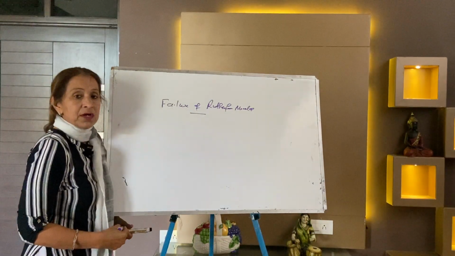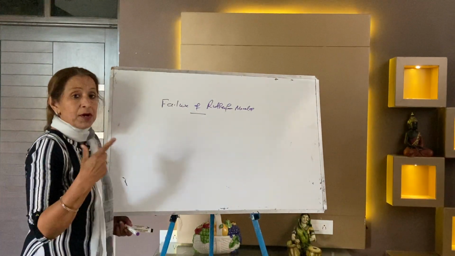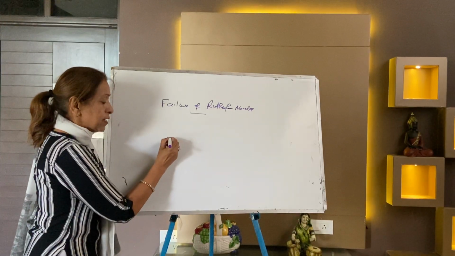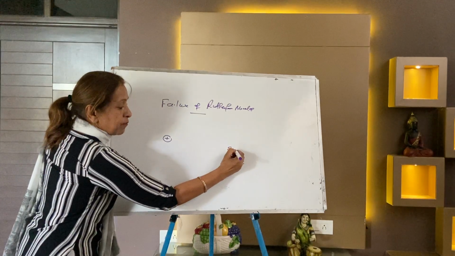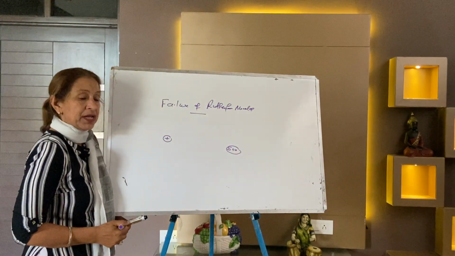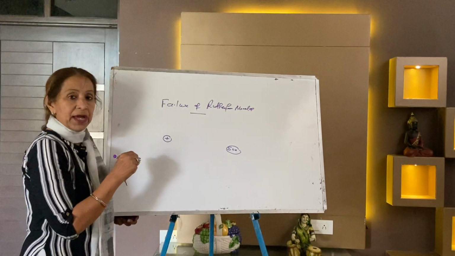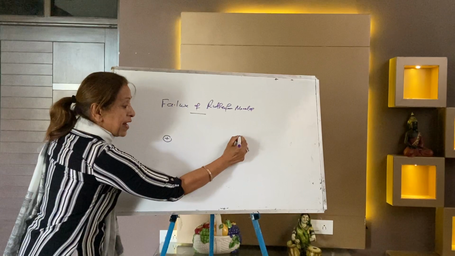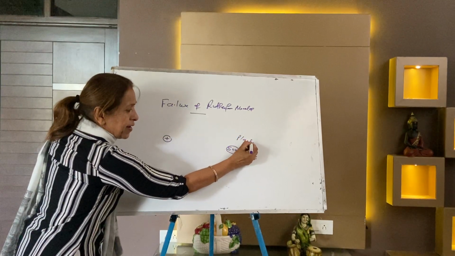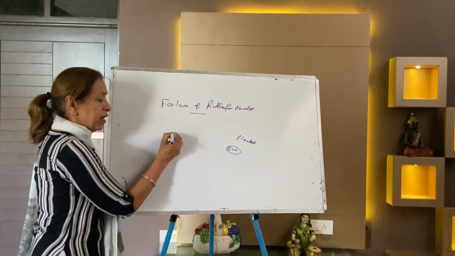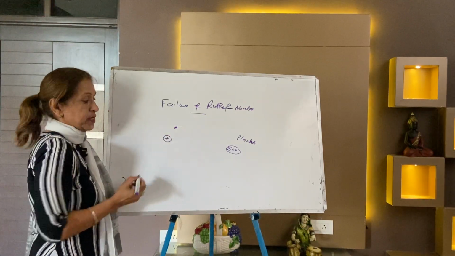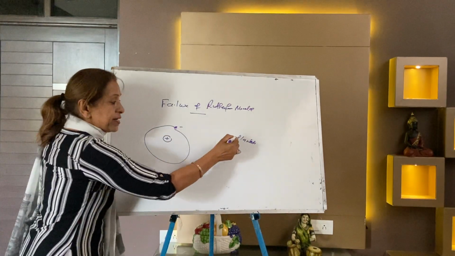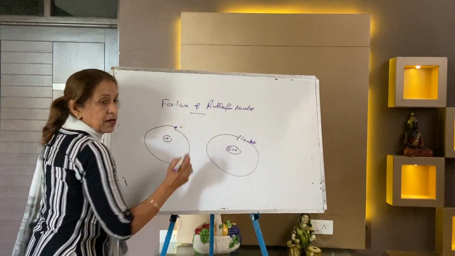Now, what we have studied in the Rutherford model: Rutherford compared his model with the solar system. This is your nucleus and this is your sun. The difference between the solar system and your atom is that the sun as well as the planets are very massive, very big bodies, whereas the nucleus and electrons are micro bodies. Electrons revolve around the nucleus; planets revolve around the sun.